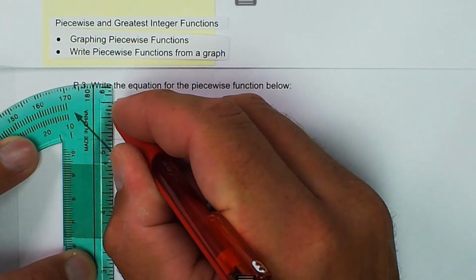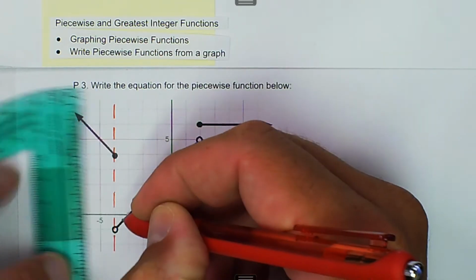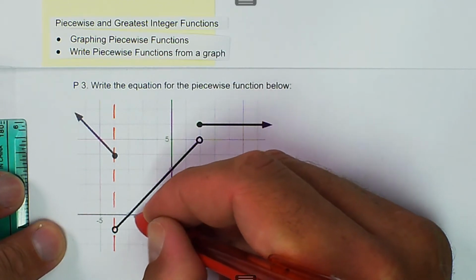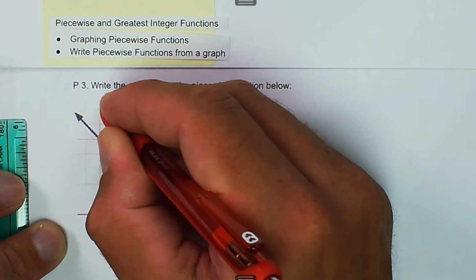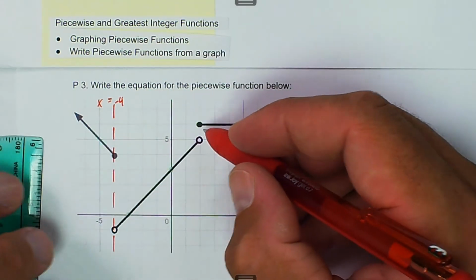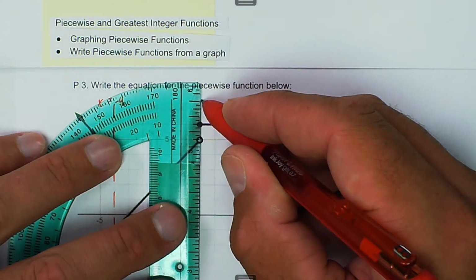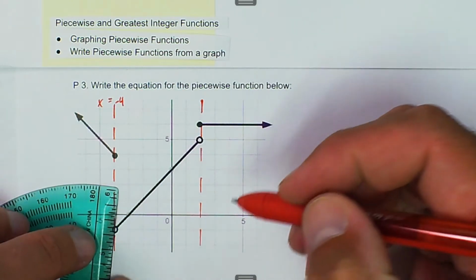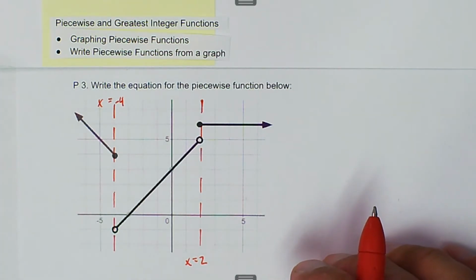So I'm going to draw my restrictions for my domain. In this case, here's 0, so 1, 2, 3, 4. So that's -4. X is equal to -4. And then we have another restriction right here. I'm going to just draw this in, and that is going to be x is equal to 2. So when I draw my piecewise function, I need to keep in mind those restrictions.